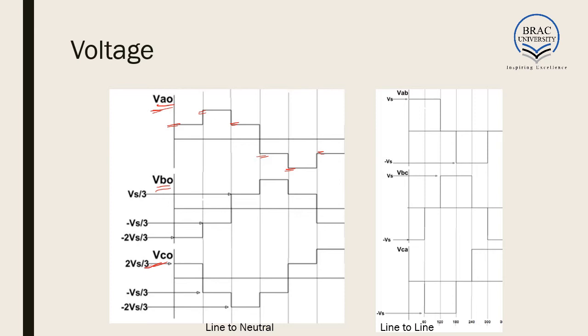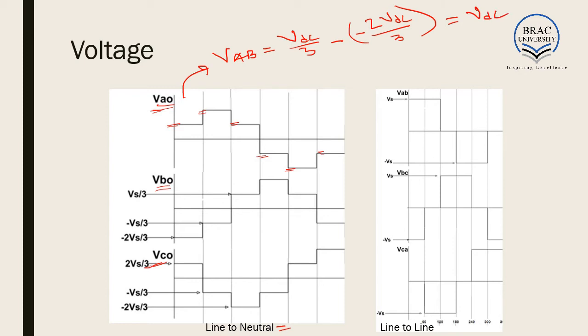Now, as we can see, this is our line to neutral voltage that we have derived. From this line to neutral voltage, we can actually determine the line to line voltage. How can we do that? VAB would be VA minus VB. So from 0 to 60 degree, VAB is equal to VDC by 3 minus 2 VDC by 3. So we get VDC. So from 0 to 60 degree, VAB is equal to VDC.